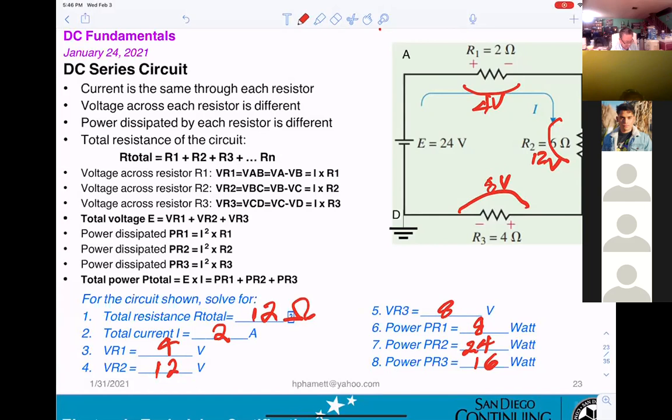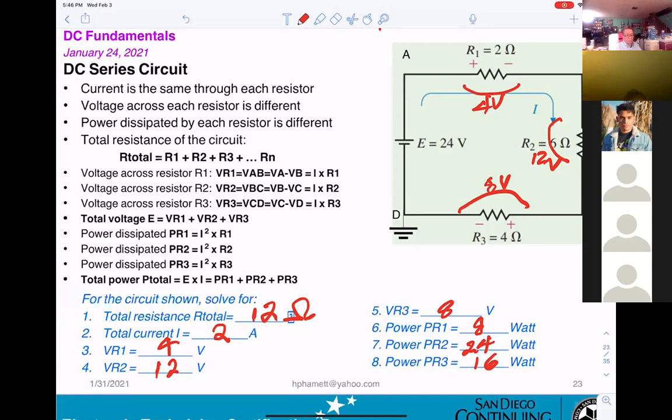Now you need to find the current. That's the second thing. I is equal to E over R. So you divide 24 by 12, and you get 2. So 2 is the total current, in amps, going in the series circuit. Because in a series circuit, the current is the same through each resistor, because it has no place else to go.